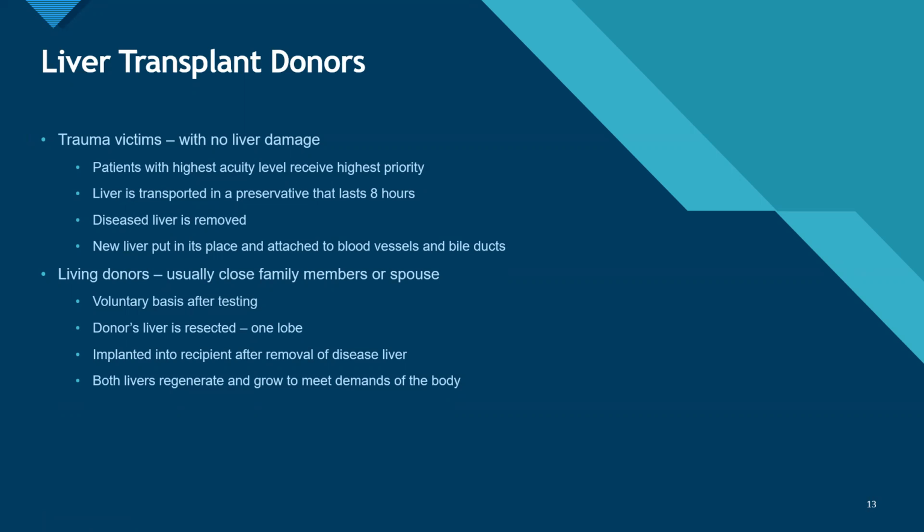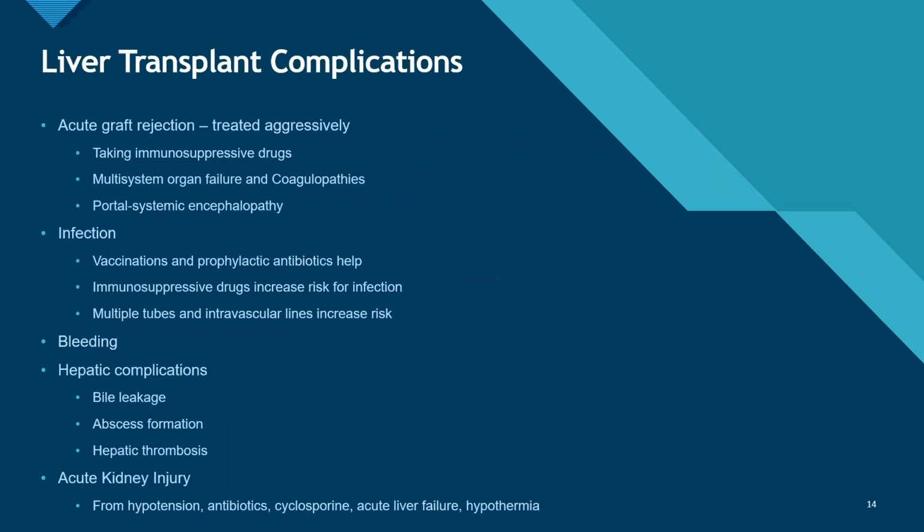There's no match. Living donors is usually somebody close to you. They have to be at least 18 years old. It's on a voluntary basis. The donor's liver is resected to one lobe. One lobe is resected and it's implanted into the recipient after removing the diseased liver. Both livers regenerate and grow based off what your body needs for both the donor and the recipient.